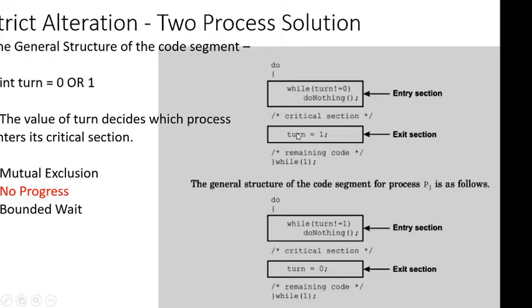So what did we see? When process zero goes inside depends upon the value of turn. If turn is zero, process zero goes; if turn is one, process one goes. Fine. So mutual exclusion is there.